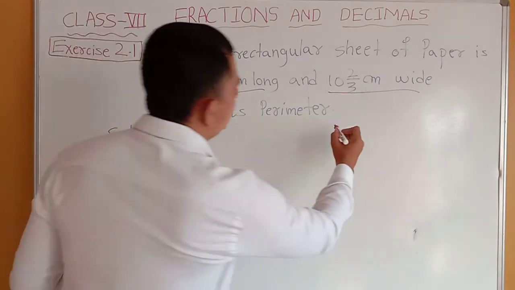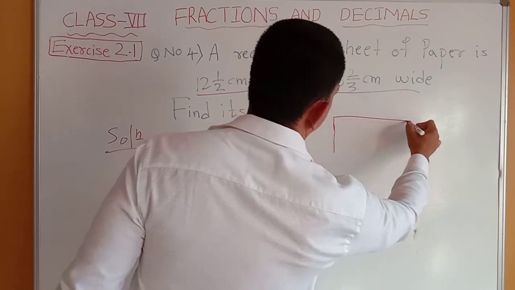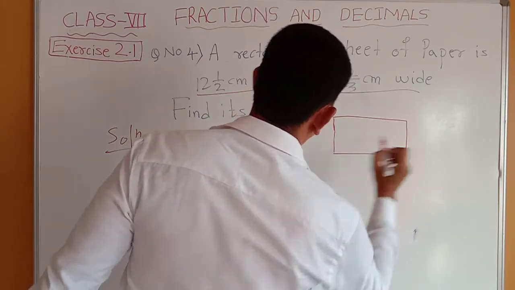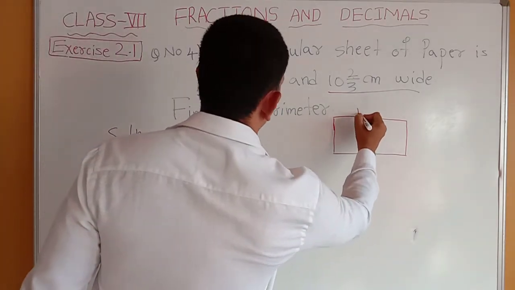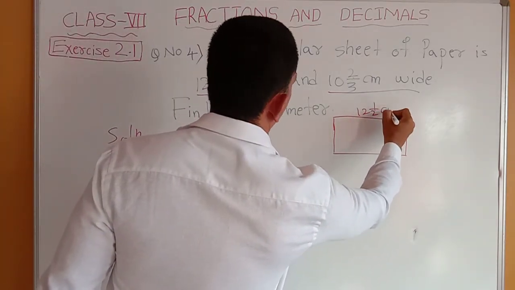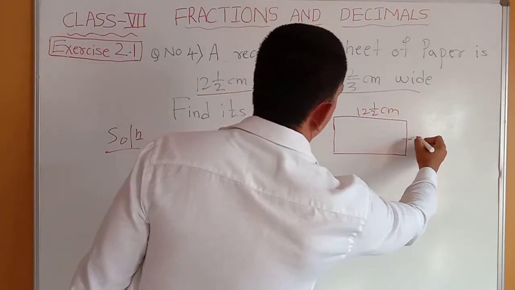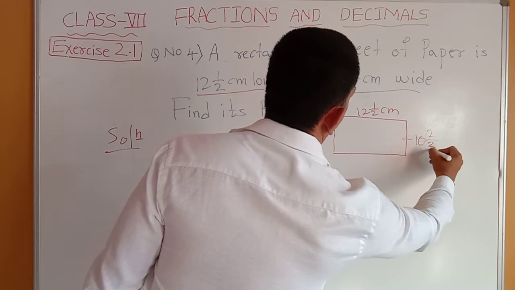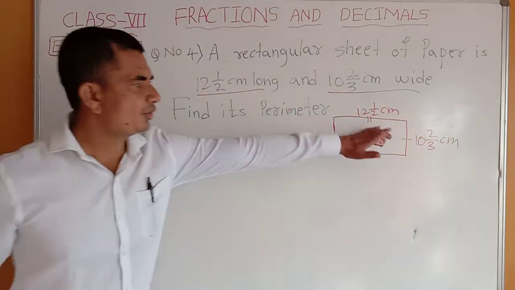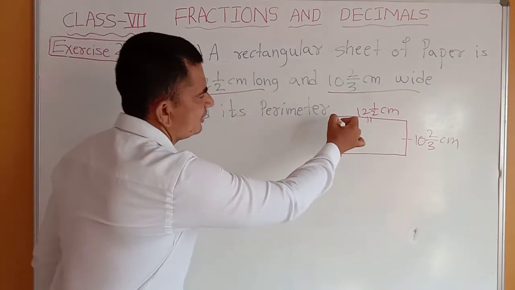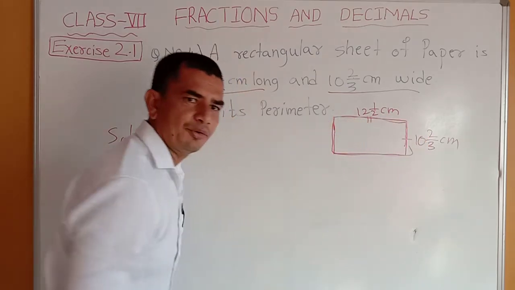So I will show you. One paper is there, rectangular. It's a rectangular shape. How much is it long? It is 12 integer 1 by 2 centimeters long. And how much wide? It's 10 integer 2 by 3 centimeters wide. So for this rectangular sheet of paper, we have to find the perimeter.